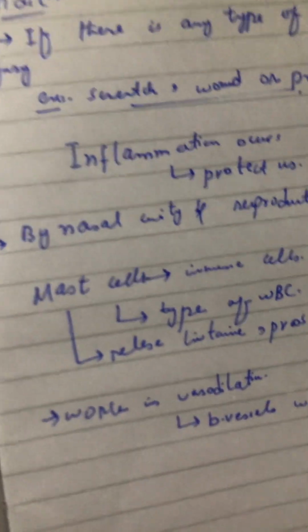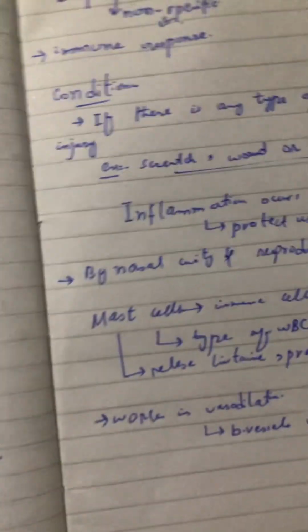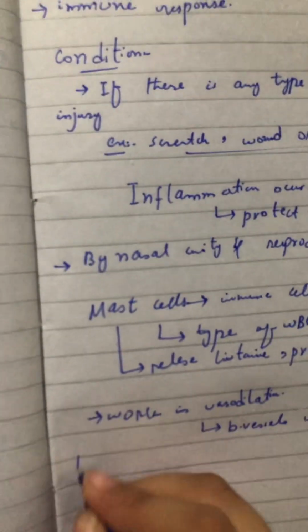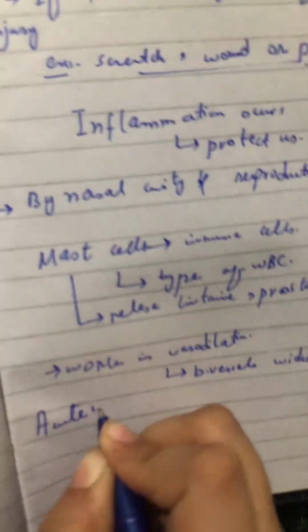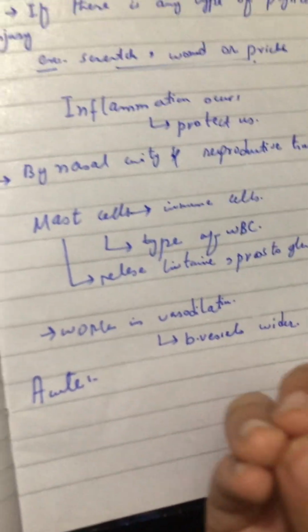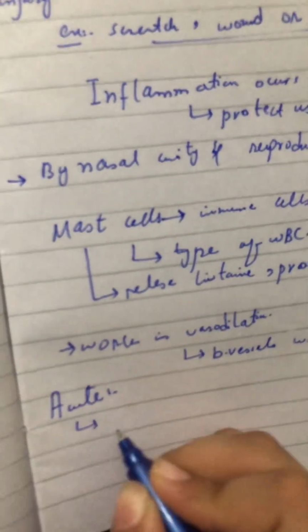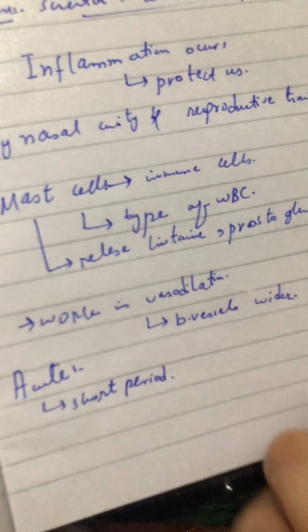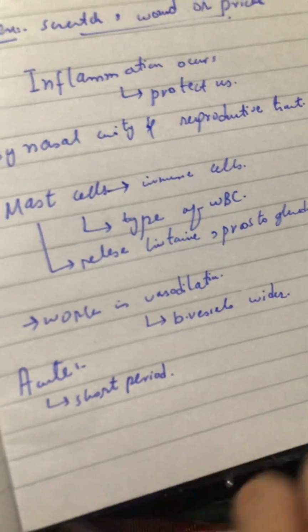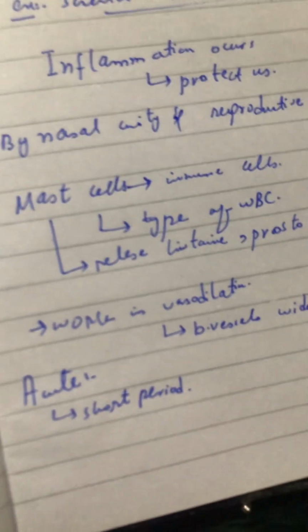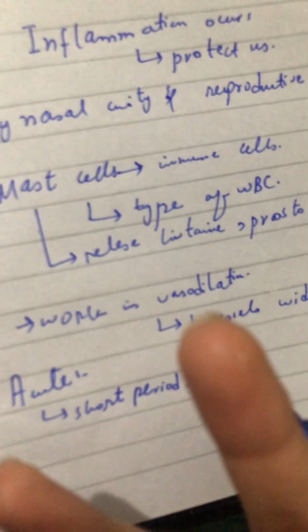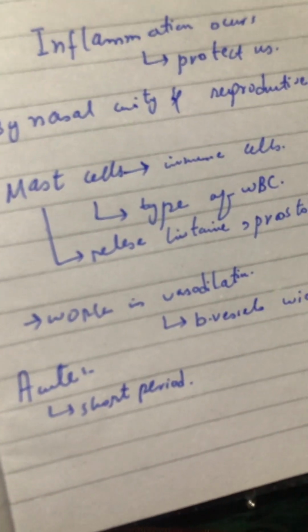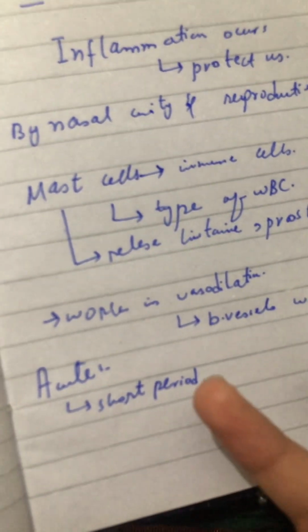We have two types of inflammation. Number one is acute and number two is chronic. Acute is a short-period inflammation. It has severe symptoms, like pain and swelling.